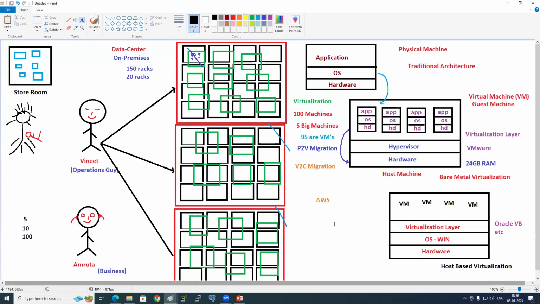Everyone, is this clear online? You understand the topic? Okay, now, does everyone understand why we have moved from physical to virtual, and from virtual to so-called AWS?